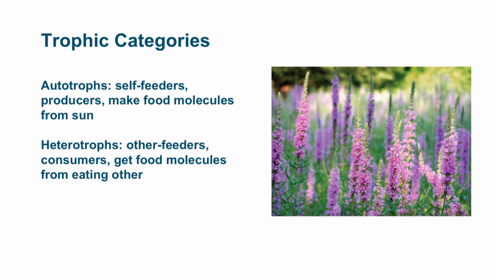Trophic categories are another way of thinking of organisms. The autotrophs are what we call self-feeders, auto meaning self. These are the producers, these are the photosynthetic organisms. They make food molecules from the sun. Heterotrophs, hetero meaning other, they feed on other organisms. They are consumers, and they get their food molecules from eating other organisms.